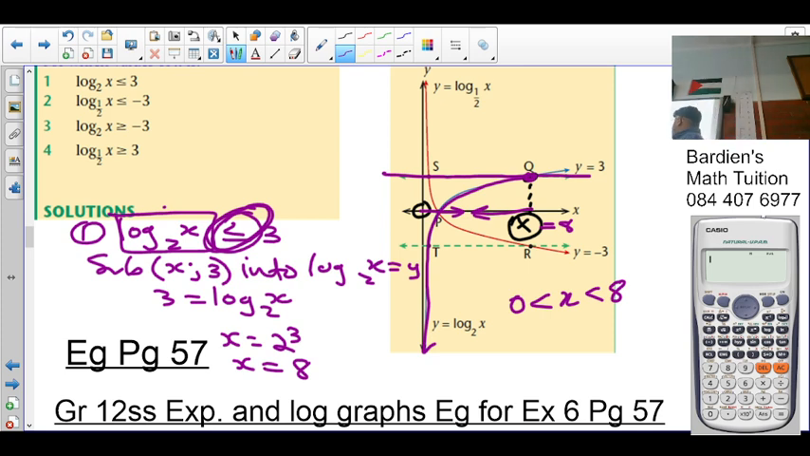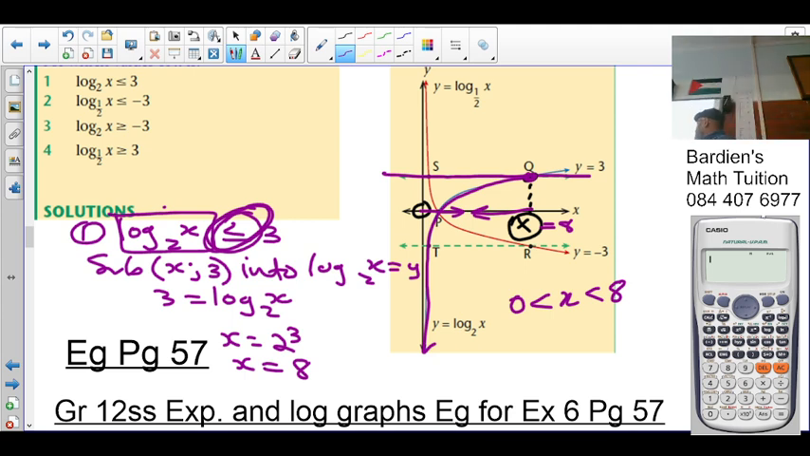Is the graph equal to 0 at any point? No. So I can't put equal to 0 there. Why? Because it is an asymptote thing. The graph will never cut that asymptote. Okay, we'll never ever touch it. It comes really close. That's what the asymptote is. The graph comes very close, but doesn't touch that graph.